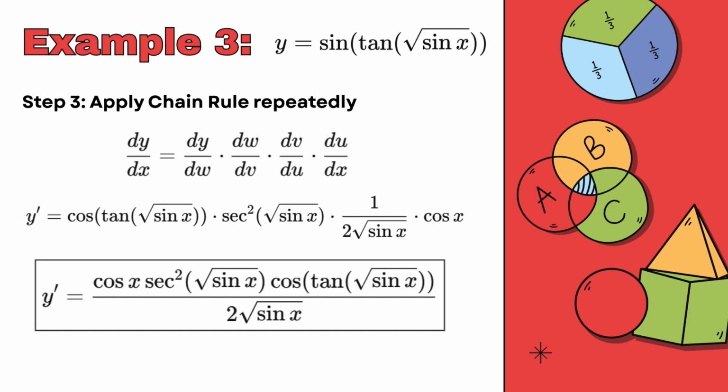Then, we combine these terms into one expression. So the final answer is cosine x times secant squared of square root of sine x times cosine of tangent of square root of sine x, all over 2 square root of sine x.